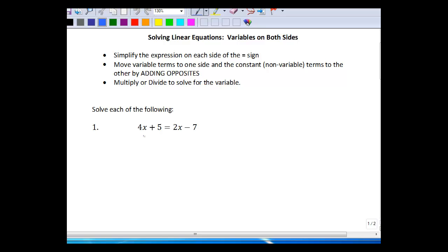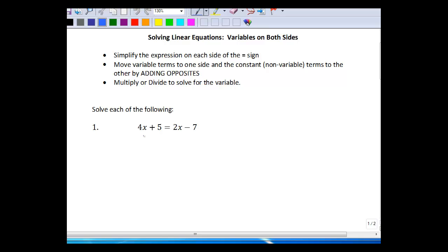The first step is always to simplify the expressions on each side of the equal sign. The second step is to move the variable terms to one side of the equal sign and the constant or non-variable terms to the other. The way you do that is by adding opposites. And the last is to multiply or divide to solve for the variable. And that's the step where you get rid of the coefficient. So let's look at a couple of examples.